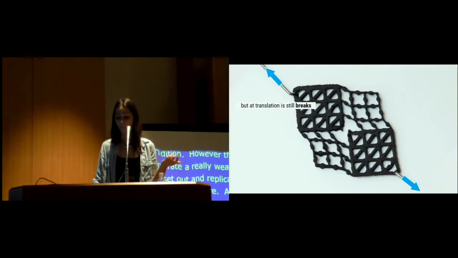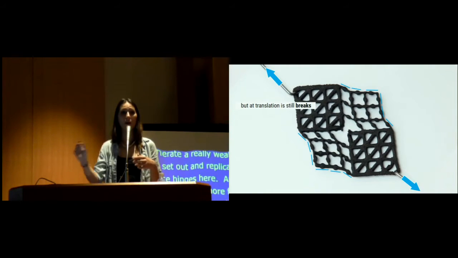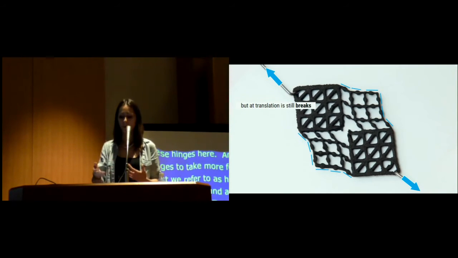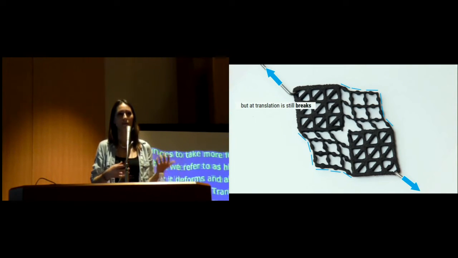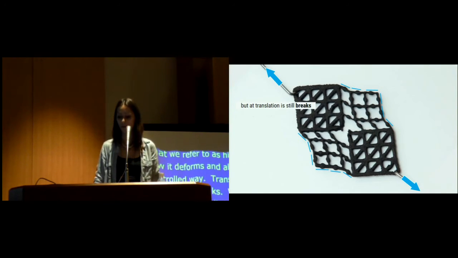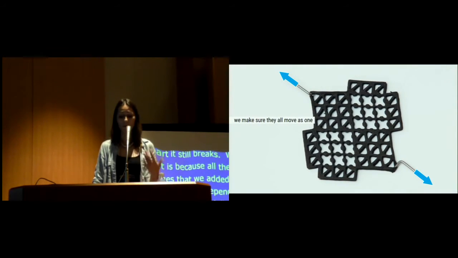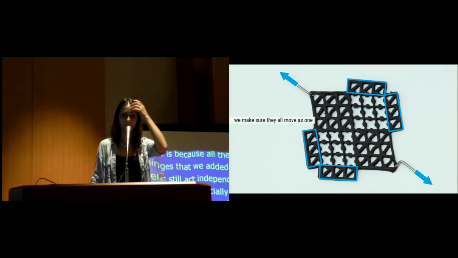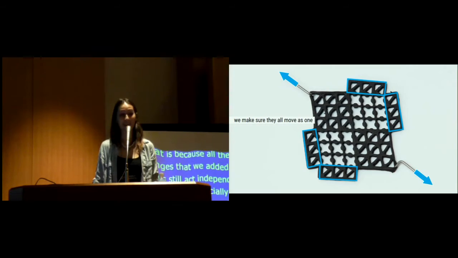So why is that? That is because all these additional hinges that we added, all these shearing cells, still act independently on translation especially. So they don't really take up more force than they did before, like this one hinge in the middle. So we make sure that they actually act as one big thing, and add additional cells on the outside.